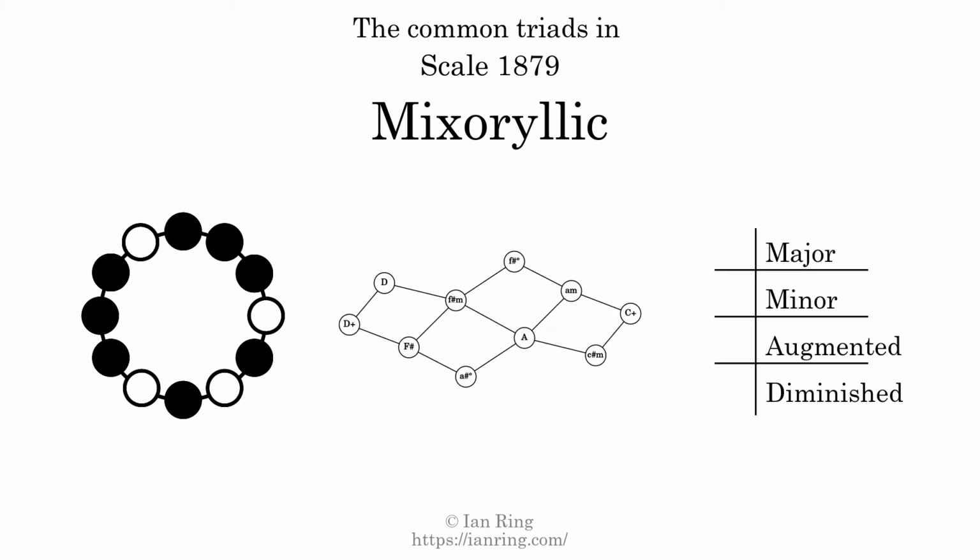011101010111. Here are the common triads present in this scale. The diagram in the center is a graph of parsimonious voice leading between triads. There are 3 major triads. There are 3 minor triads. There are 2 augmented triads. There are 2 diminished triads. Here is a Hamiltonian path of parsimonious voice leading that uses all the triads.